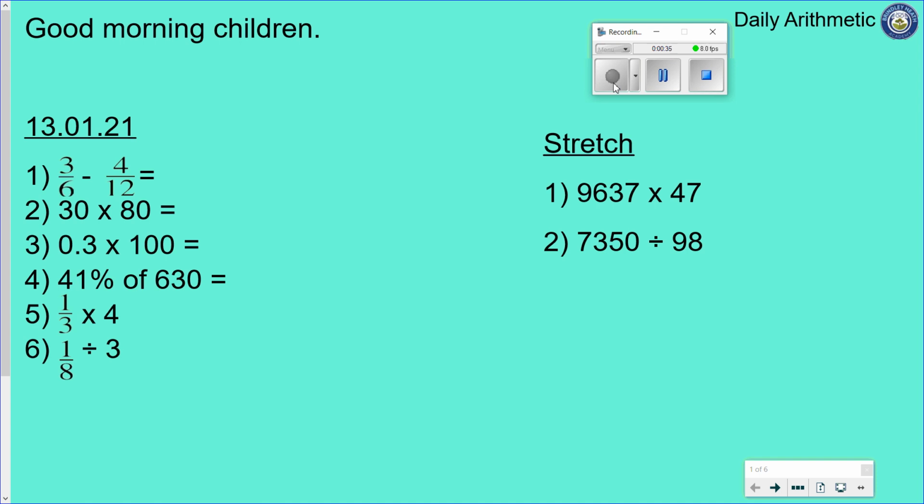Okay, for question 1, the trick here was we had to convert the denominators to be the same. So we wanted to make our denominators out of 12. So we had to ask ourselves, what do we times the 6 by to get the 12 on the bottom? We just times it by 2. So we've got to do the same on the top. So 3 times 2 on the top gives us 6 twelfths. So we've got 6 twelfths, take away 4 twelfths is 2 twelfths.